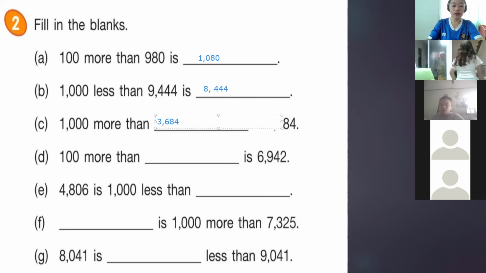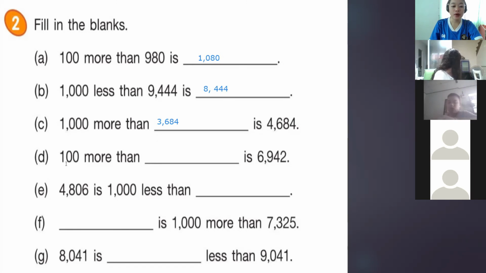So 1,000 more than 3,684 is equal to 4,684. Okay, so 1,000 plus 3,684 is equal to 4,684. Okay, so let's proceed to letter D.